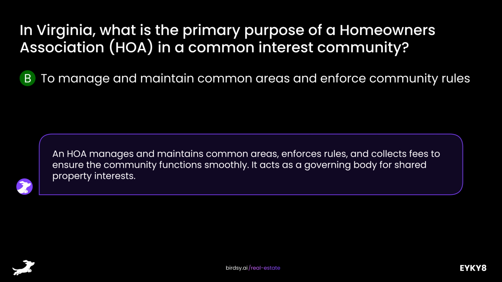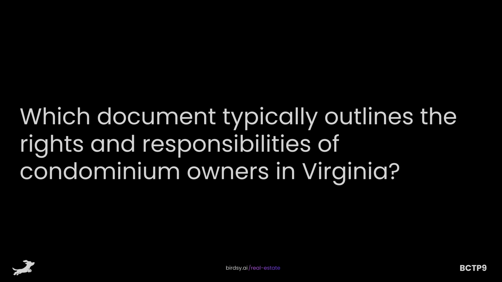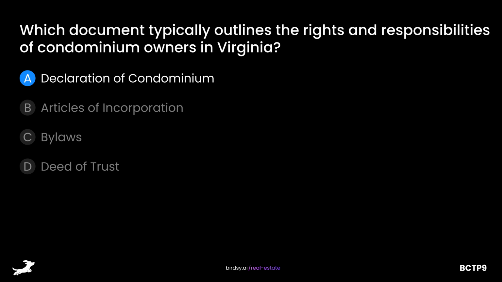An HOA manages and maintains common areas, enforces rules, and collects fees to ensure the community functions smoothly. It acts as a governing body for shared property interests. Which document typically outlines the rights and responsibilities of condominium owners in Virginia? Is it A, Declaration of Condominium, B, Articles of Incorporation, C, or D, Deed of Trust? The answer is A, Declaration of Condominium.